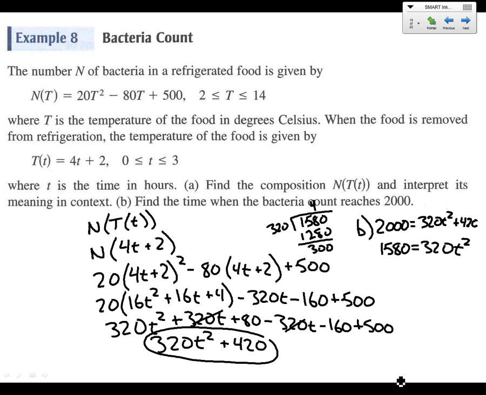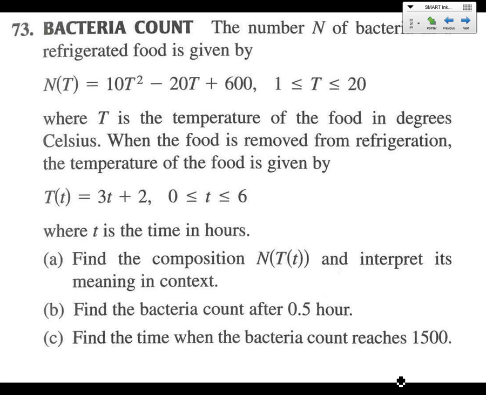1580 divided by 320 is 4.93. Take the square root of that and you'll get 2.22-ish. Yep, 2.22 equals t. And I don't care about the negative answer because we're talking about time here. It's got to be positive. So go ahead and see if you can make heads and tails of 73.